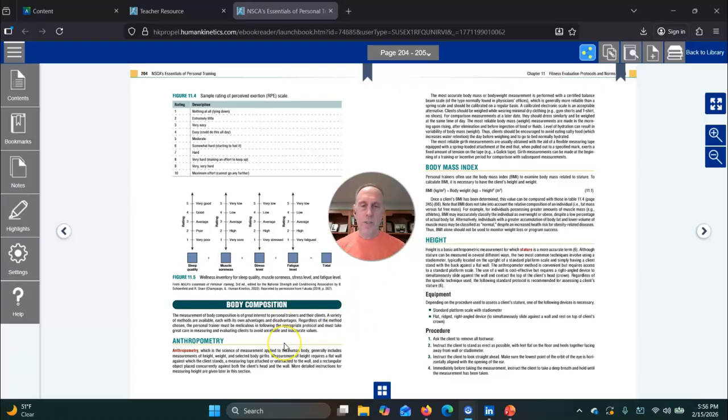If we look at body composition, I'm kind of turned off by the fact that the book tucks anthropometry into body composition, but let's just go through it. Anthropometry is the science and measurement applied to the human body, and it generally includes measurements of height, weight, and selective body girth. So that's not really body composition per se and how our bodies are made up, but I'm just going to roll with it.